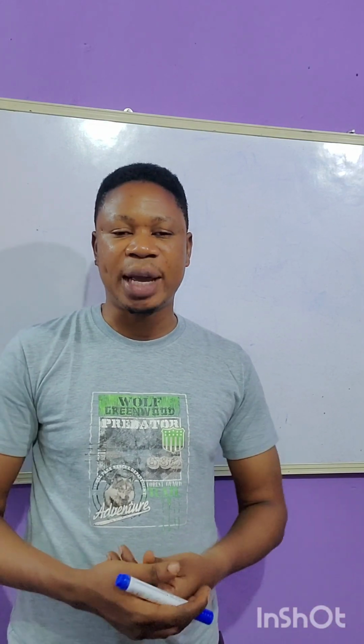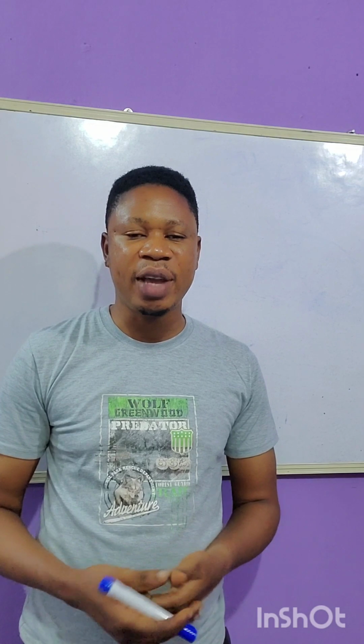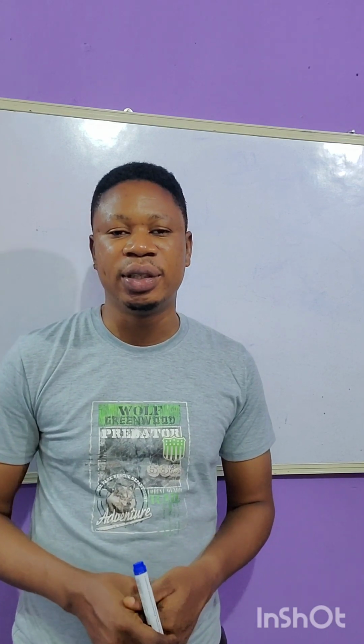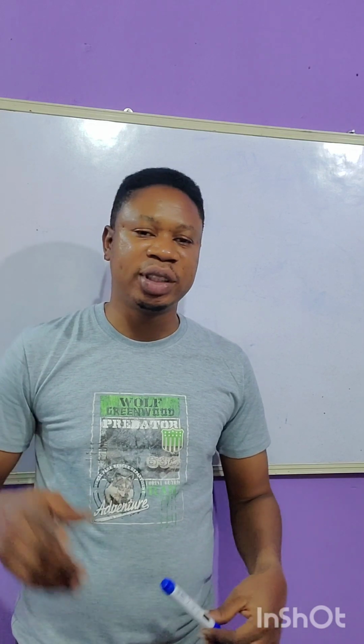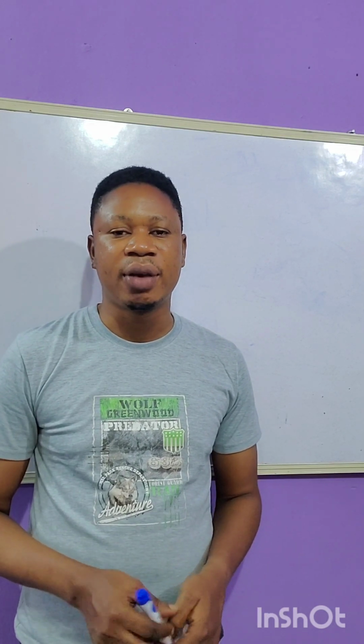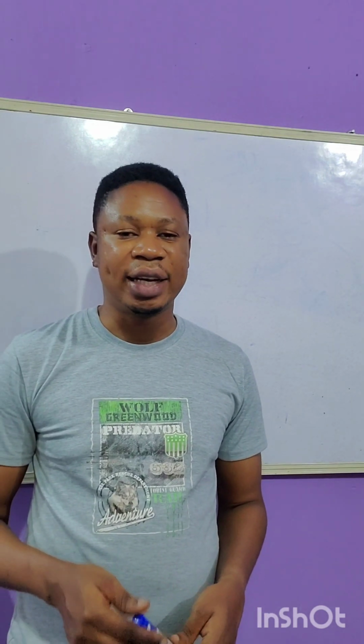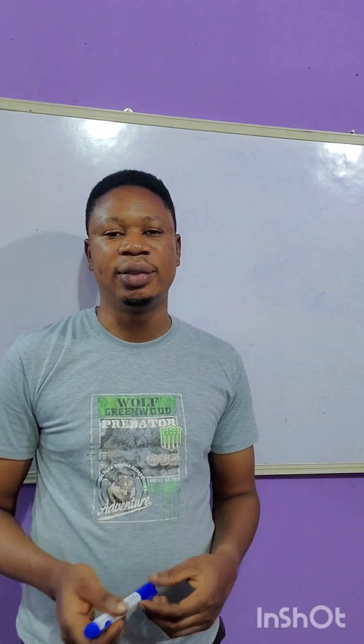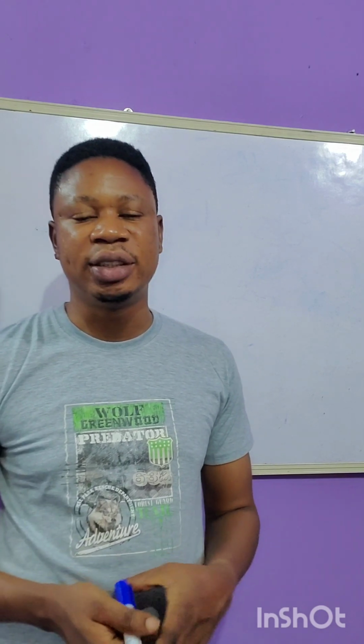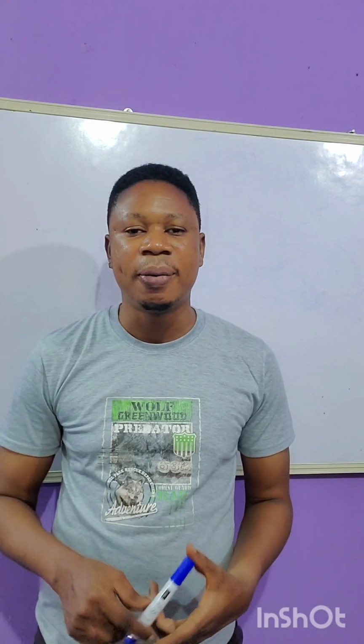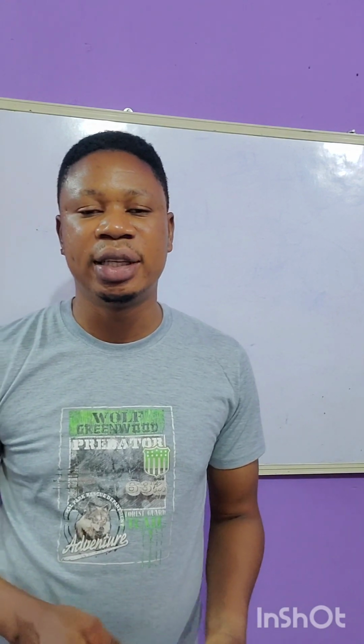We have two types of electrodes. We have the anode and we have the cathode. The anode is a positively charged electrode, while the cathode is a negatively charged electrode. I repeat, the anode is the positively charged electrode, while the cathode is the negatively charged electrode.